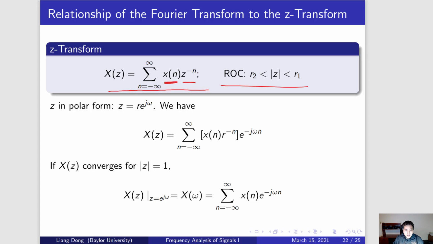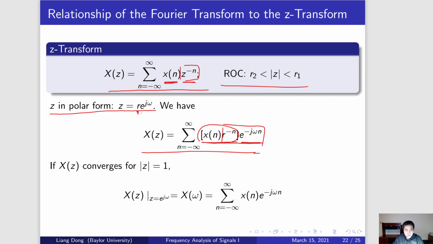If we write the complex number z in its polar form, it can be written as the magnitude r times e to the power j omega, where omega is the phase. We plug this into our Z-transform definition sum. So z to the power negative n becomes that. We group x[n] with r to the power negative n. We find out this is very similar, this is the core of the Fourier transform. So the entire sum looks very similar to the Fourier transform.